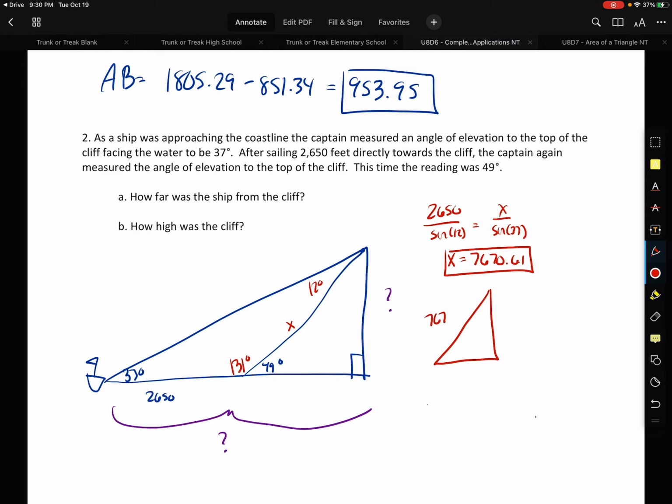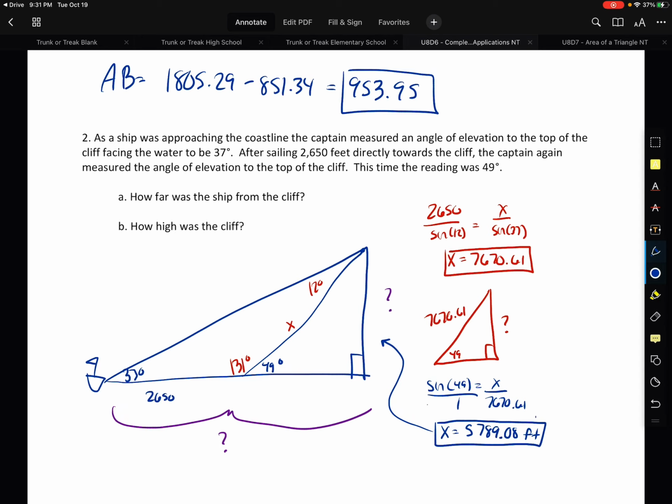By doing that, I've just set up a basic SOHCAHTOA problem. I need how far up the cliff this was. From this standpoint, I have sine: sine of 49 equals opposite over hypotenuse. I cross multiply, I solve. Up the cliff, we're talking about 5,789.08 feet. That's what's going on there.